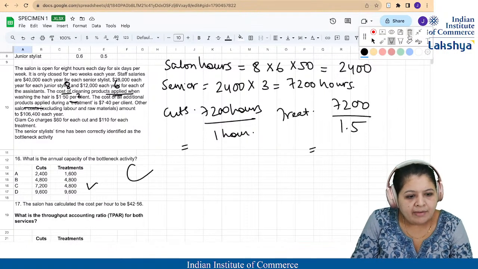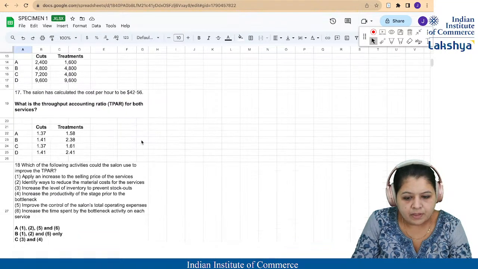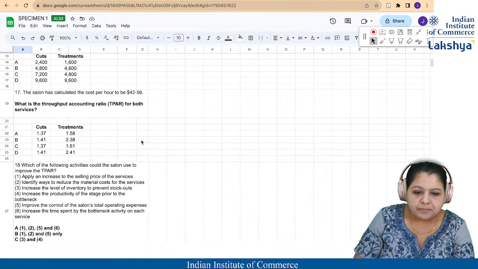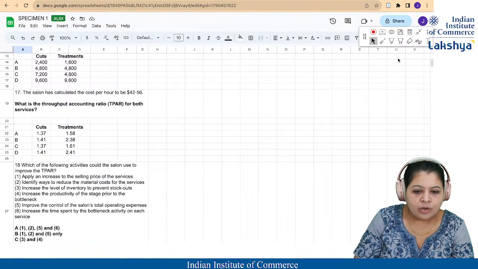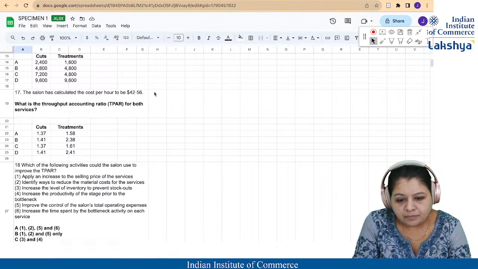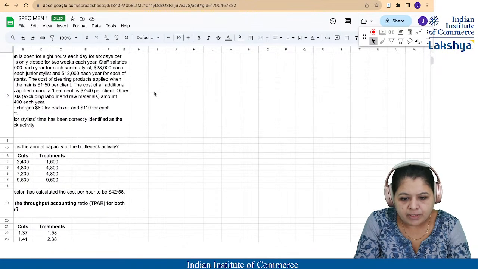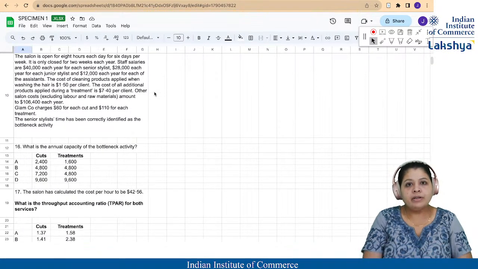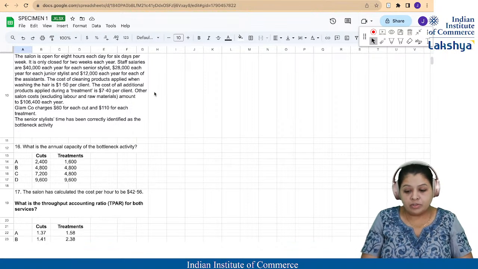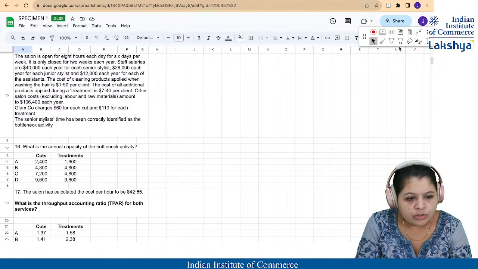What else do we have? We have a TPAR question. Let me just go through that. The salon has a cost per hour, which is 42.56. We need to find out the TPAR for cuts and for treatments. So we need to find out our return per factory hour and the factory cost also. Let's focus on those first and get those values corrected here.